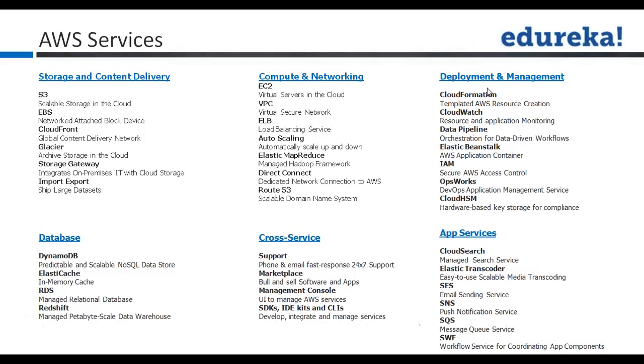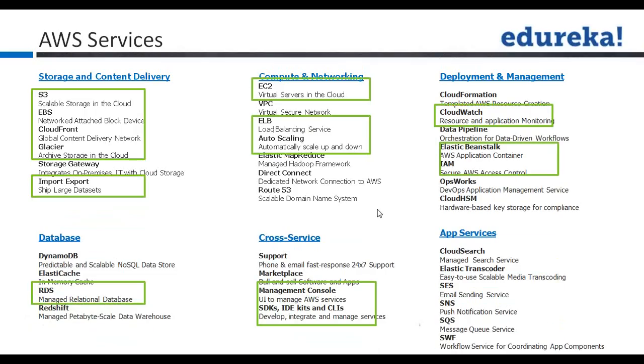So this is the list of, I would believe, almost all products of Amazon. We are going to cover these topics in our course, covering S3, EBS, EC2, those kinds of options. Also, we will be talking about ELB, auto scaling, and CloudWatch. Also, we will be talking about the management console and SDKs.